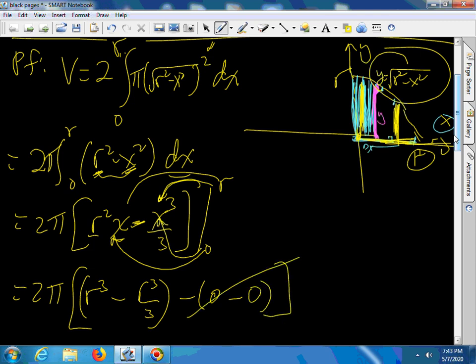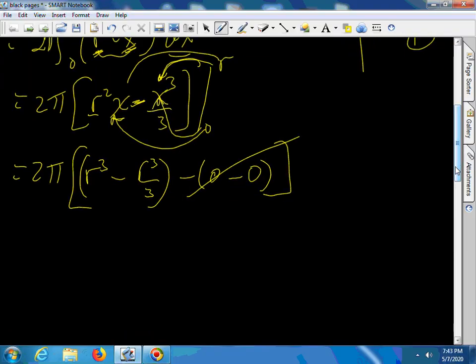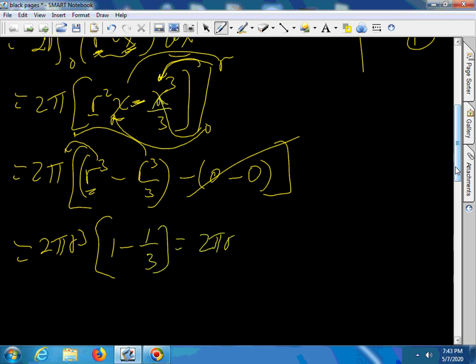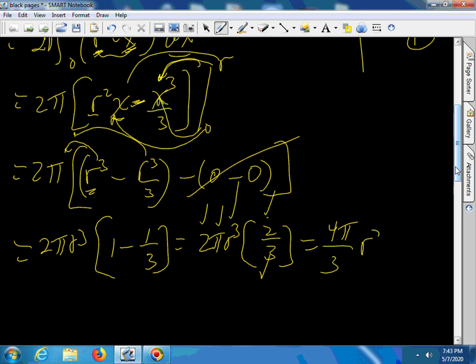So basically that's gone. Over here, I can factor out an r cubed. So I have 2 pi r cubed, but then I have 1 left minus a third. 2 pi r cubed times 1 minus a third, which, you should know, is 2/3. So now we're almost done. 2 times 2 is 4, times pi over 3, times r cubed.